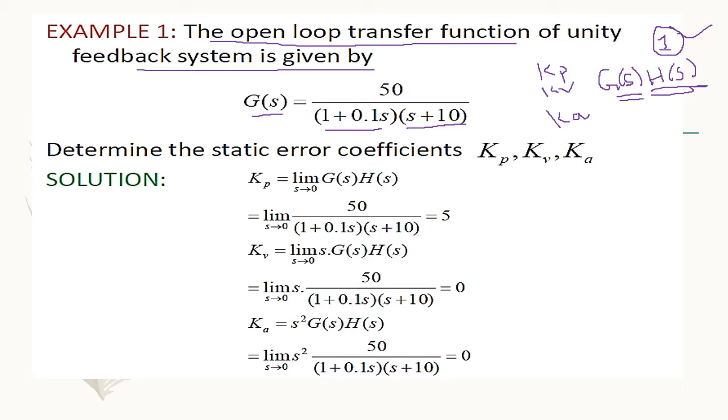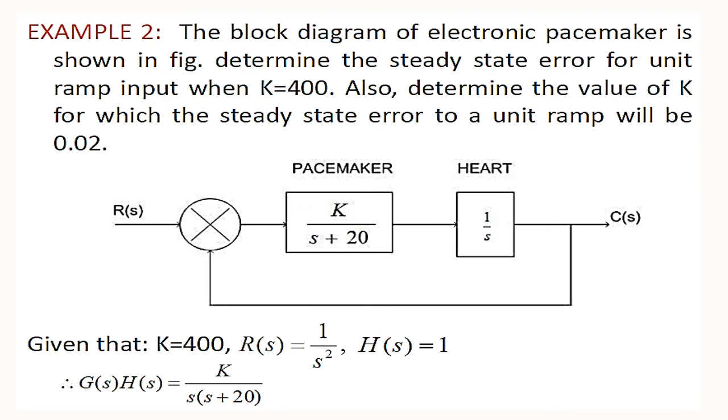So Kp is nothing but G of s into H of s. For Kv I just need to multiply with an s because it's the velocity. For acceleration it is s square. I need to multiply with s square, and limit s tends to 0. So in the first case Kp I got the value as 5. For Kv I got 0. Ka I got 0.